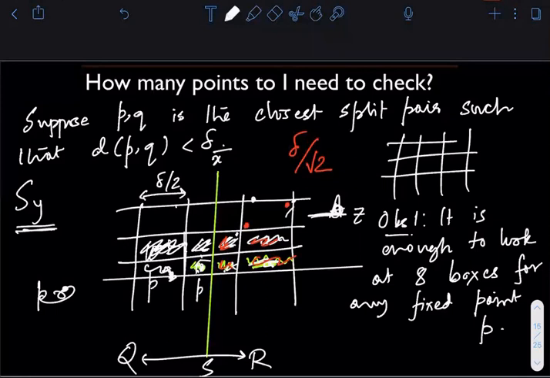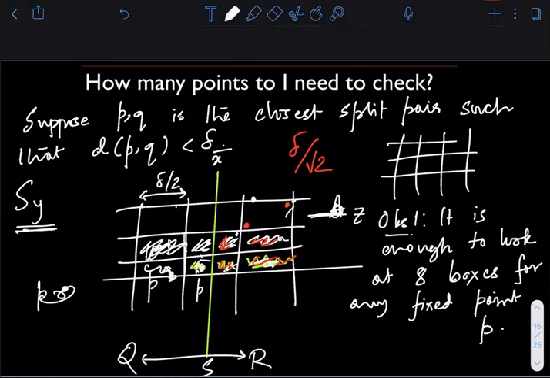Yeah, exactly. But we don't care about those pairs. So essentially you can ignore those pairs. You only care about the pairs which are split, right? Which are on the 2 sides.